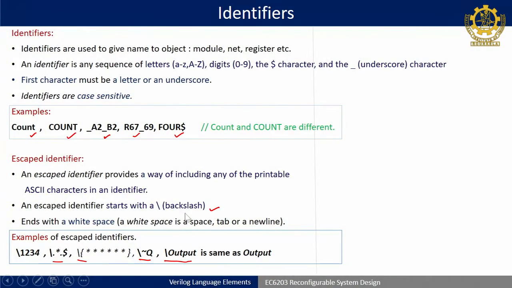Escaped identifiers are there only to allow special types of characters like ASCII characters or numbers. If at any time you specifically want to use them, you can do so by using a backslash, which is called an escaped identifier.